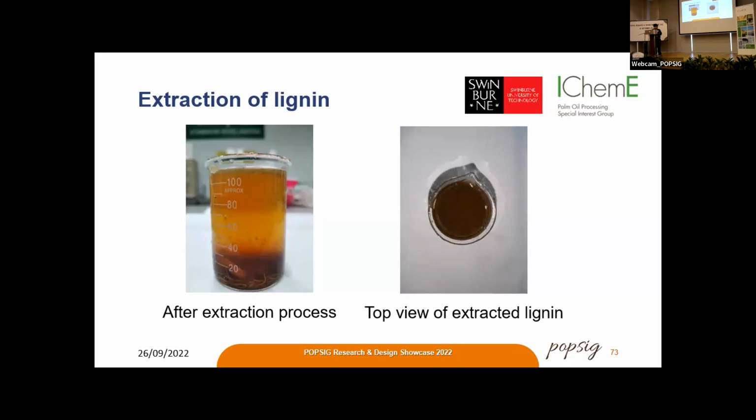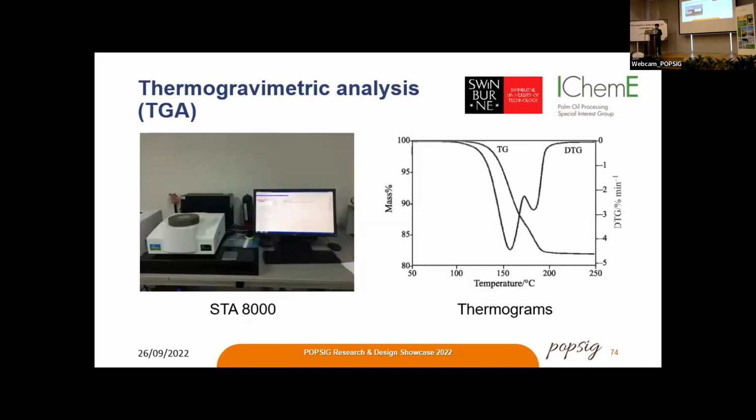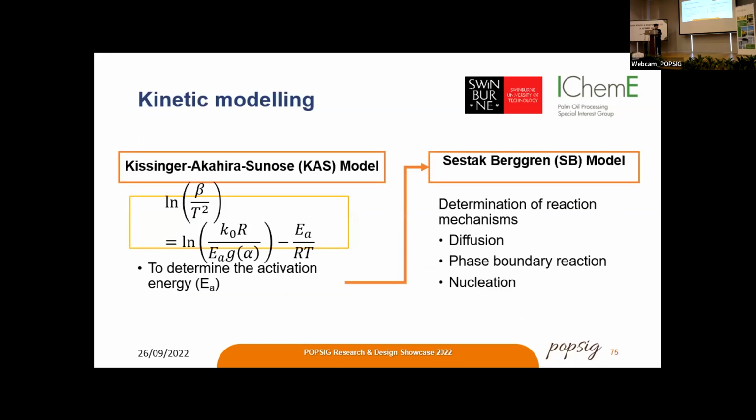So after the lignin has been collected, it will be filtered, dried in an oven, and then harvested. I will do pyrolysis TGA analysis using the simultaneous thermogravimetric analyzer, and this is an example of the thermograms that will be collected. After I have done my TGA analysis, the data collected will be used in kinetic modeling.